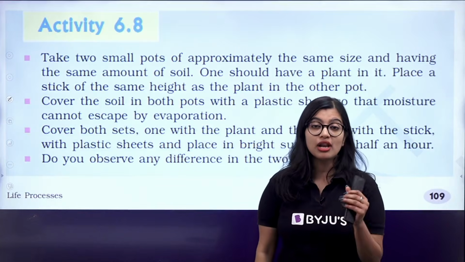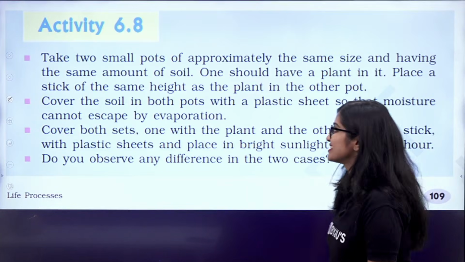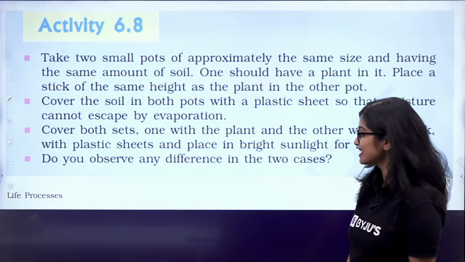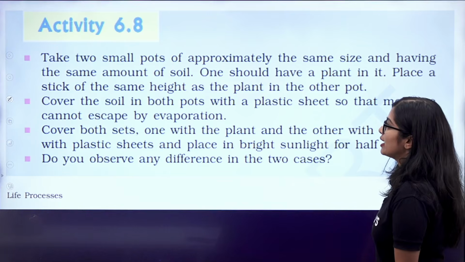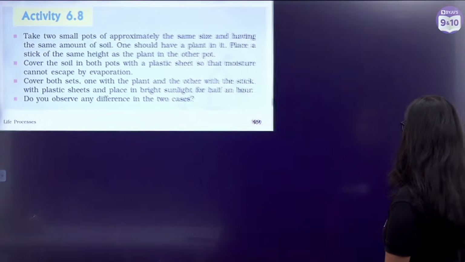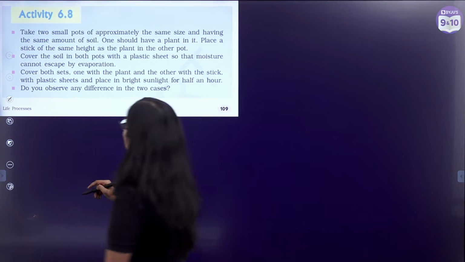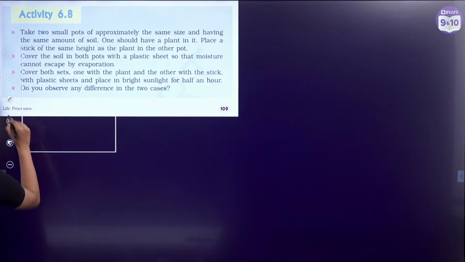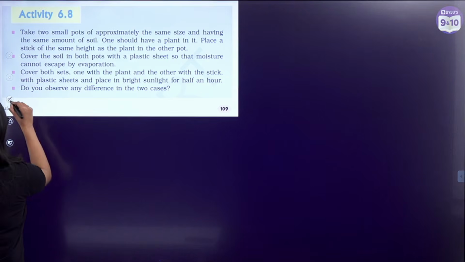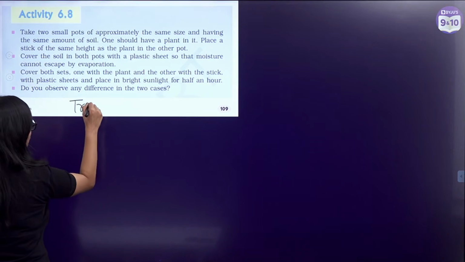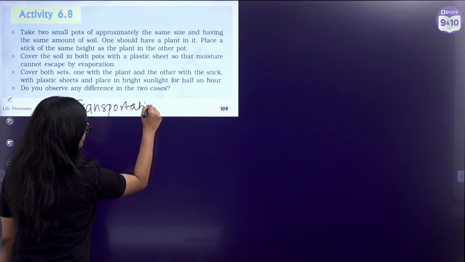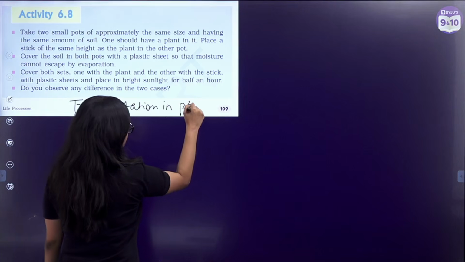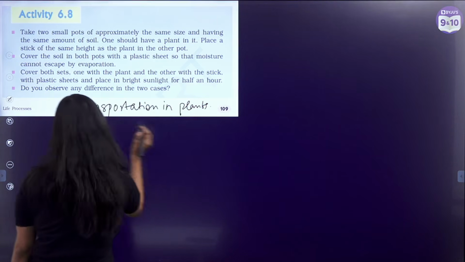So now moving on to the last activity from life processes, activity 6.8. And as we see, it is there on page number 109, right? So this is a very simple activity wherein we have to take two small potted plants. Now this particular activity is based on the concept of transportation in plants.